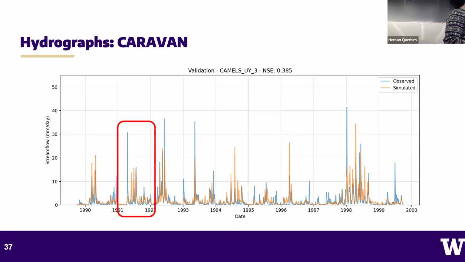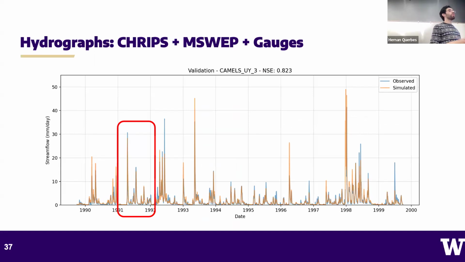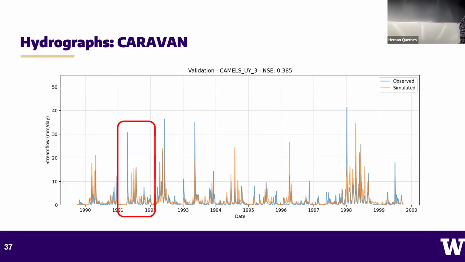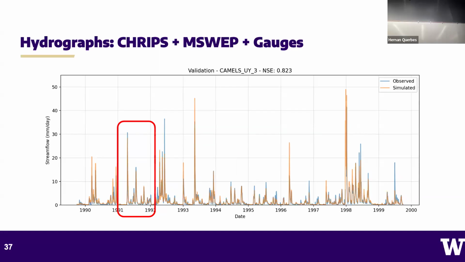So now, how our hydrographs have improved. So here we have the base hydrographs. These are the results by just training with CARAVAN. And when we switch to the one that was trained with CHIRPS, MSWEP, and gauges, we see a huge improvement. So I can go back again. As you can see here, we were missing a huge peak, and we were over-predicting the low flows, but then our simulations are much better now. The peak has a really low bias.